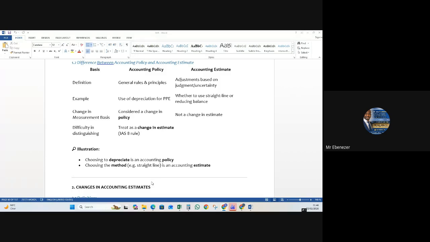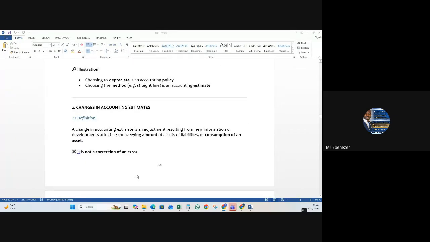Now, for example, you can choose to depreciate in any accounting policy. Your choice of depreciation is an accounting policy, but the depreciation method is an estimate.